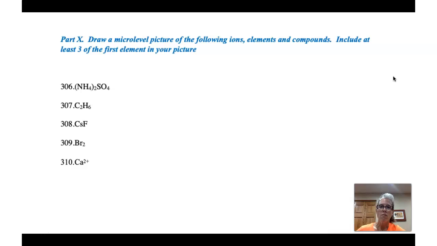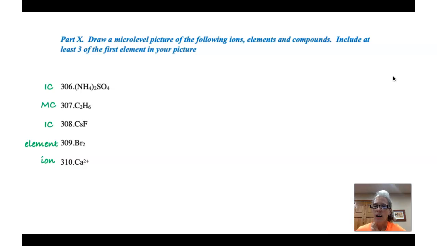Draw a microlevel picture of the following ions, elements, and compounds. So everything is fair game here. Okay, I really recommend that you identify what you've got before you start drawing. Okay, but pause the video and come on back when you're finished. Okay, so here we go.